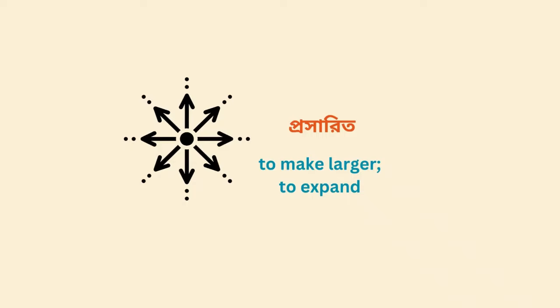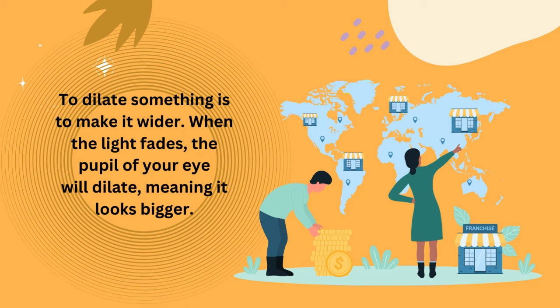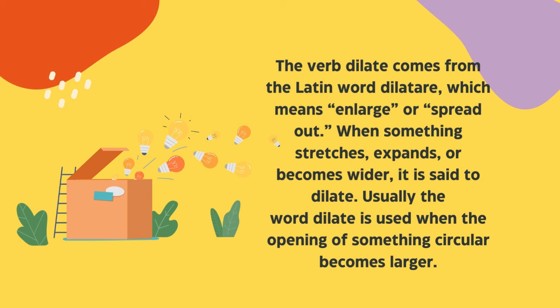Dilate. To make larger, to expand. To dilate something is to make it wider. When the light fades, the pupil of your eye will dilate, meaning it looks bigger. The verb dilate comes from the Latin word dilatare, which means enlarge or spread out.